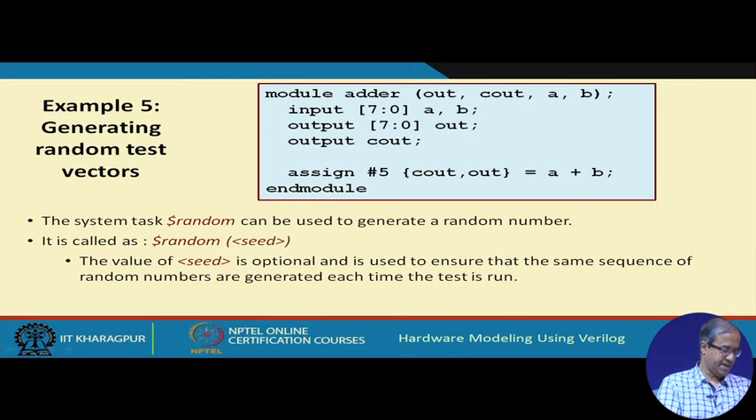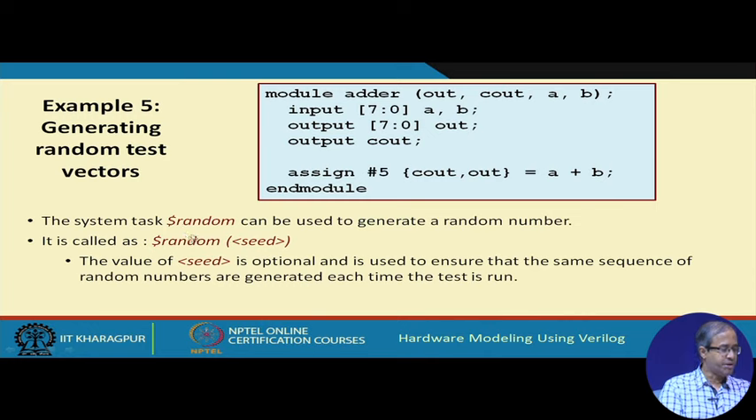Now, the last example I take is one of generating random test vectors. Here, let us say we take an adder example. There are two 8-bit numbers A and B, the output is an 8-bit sum and C out is the carry. So, this is a behavioral description: carry out and sum, the 9-bit result, is equal to A plus B. Now, we want to test it with some random input patterns A B. There is a function called $random, or sometimes called a task, which can be used to generate a random number.